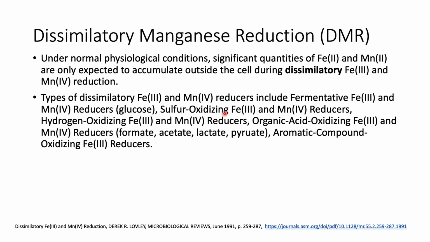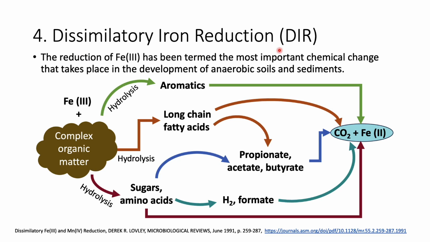So that means there are various sources involved in this. Either it is a fermentative reaction or a sulfur involved reaction or hydrogen involved reaction or organic acid or aromatic compound involved reactions. The fourth one is the dissimilatory iron reduction reaction. So here the reduction of Fe3+ has been termed as the most important chemical change that takes place in the development of anaerobic soils and sediments.